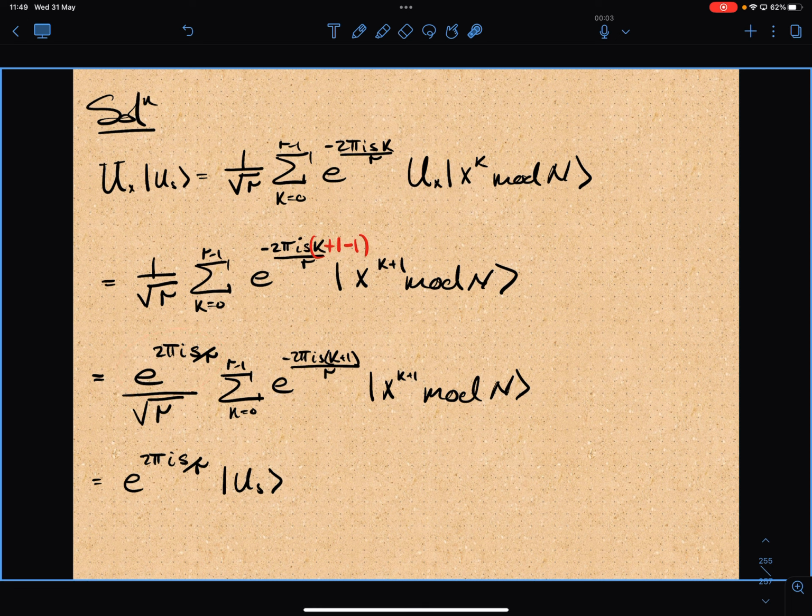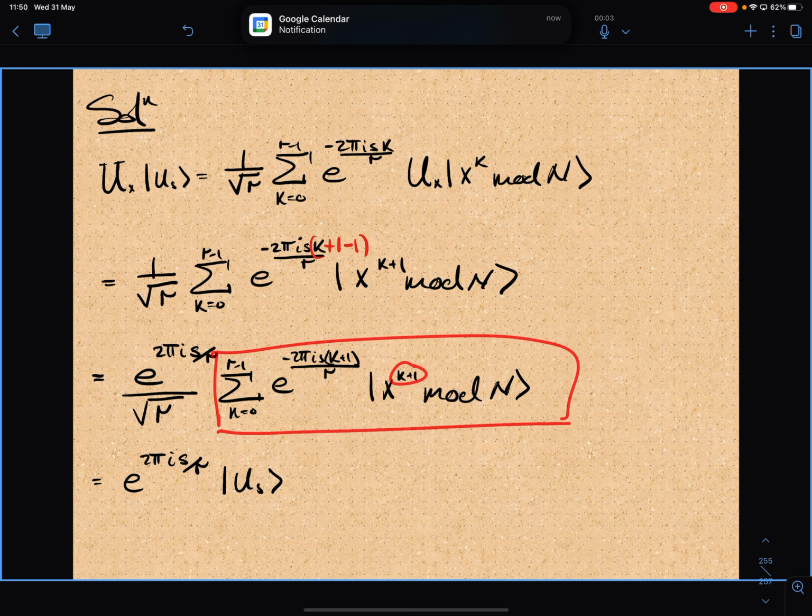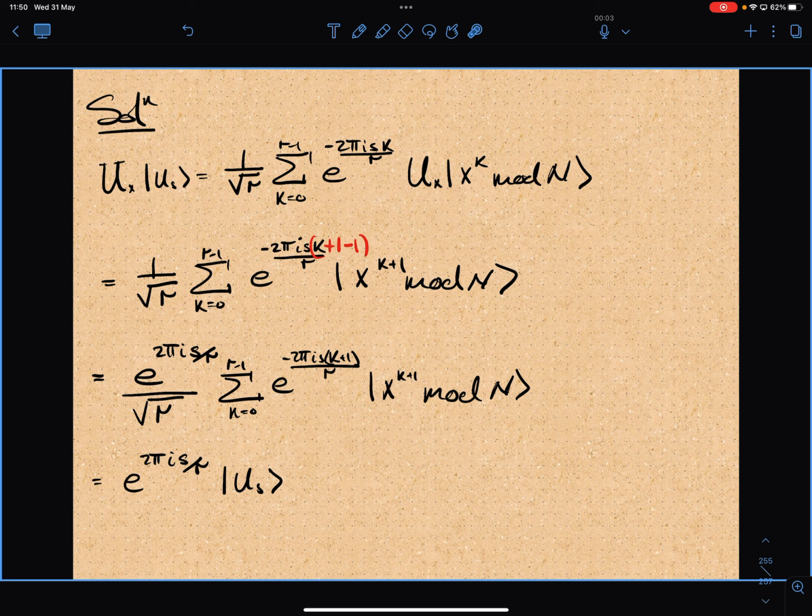And now these match, and we're going from 0 to r minus 1, and since it's modular, it doesn't really matter. So this term is going to be the same as US. Bless you. And so the eigenvalue is going to be this.